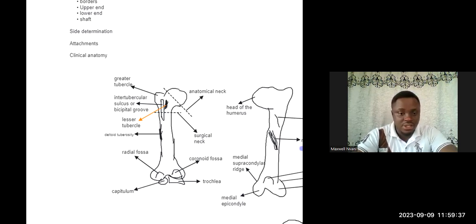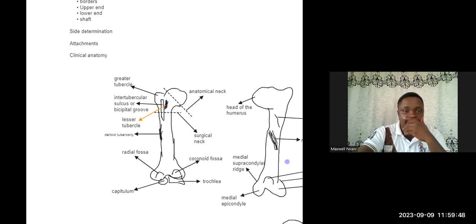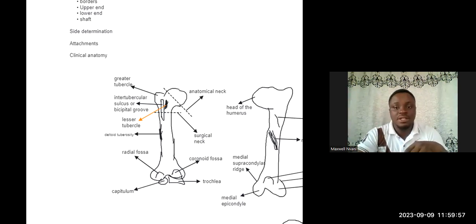But for me to do that, I'm going to share my screen so that we can use the 3D model. We're going to use the 3D model. I hope you can see my screen.